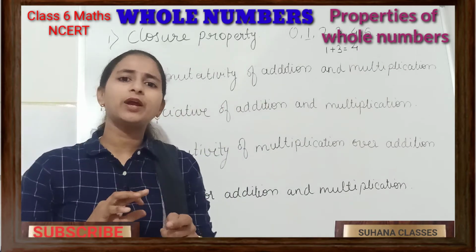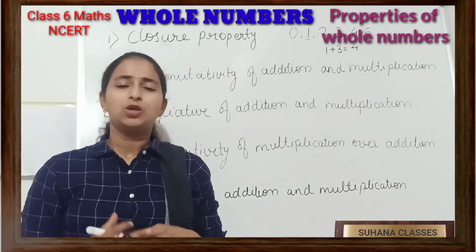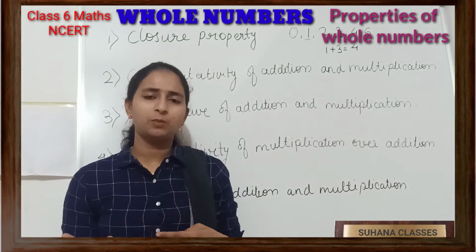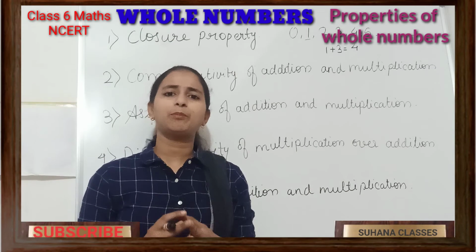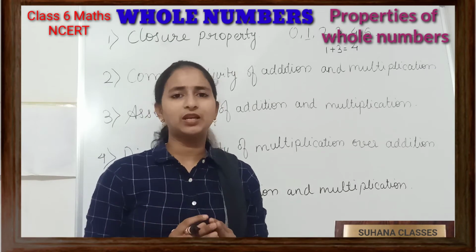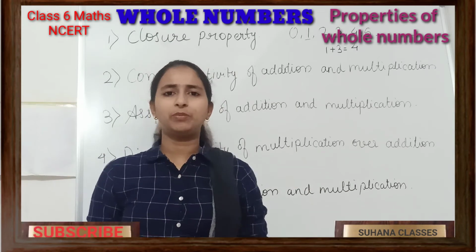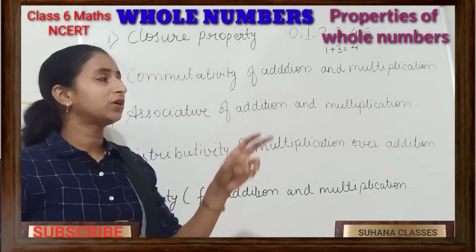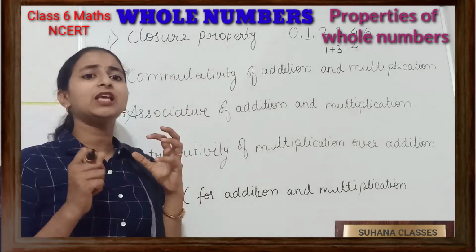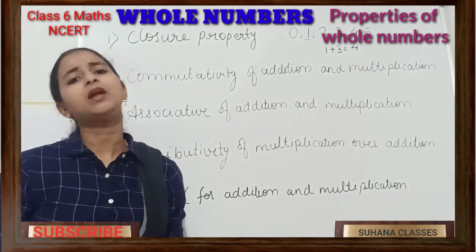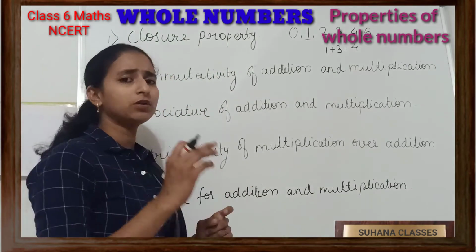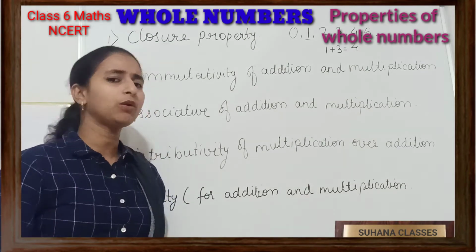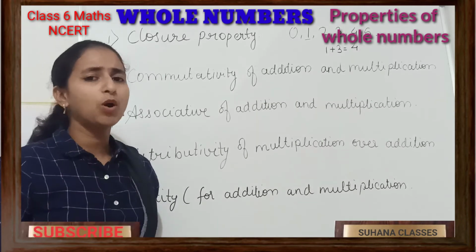This you can do with various other numbers. You can add 10 plus 5. 10 is a whole number, 5 is a whole number. When you add them both, you get the answer 15, and 15 is also a whole number. So that means the set of whole numbers is closed under addition. It means if two whole numbers are added, the answer we get is again a whole number only. So this is about addition.